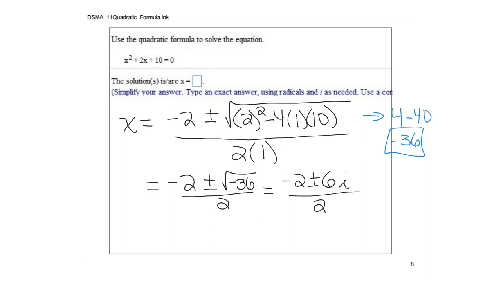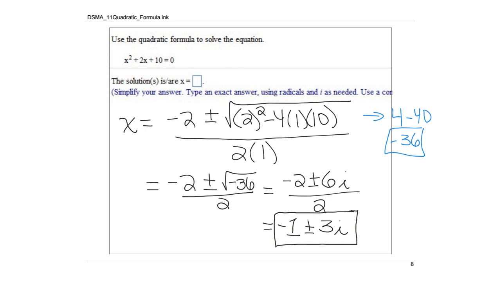All divided by 2. So I can now clean this up, right? Because everything's divisible by 2. So I've got -2 over 2 would give me -1 plus or minus 6 divided by 2 is 3, and then I have to have the i there as well. All right, and so we are done with the quadratic formula.